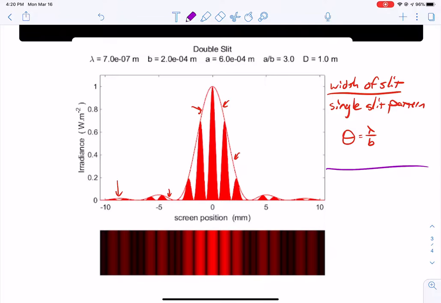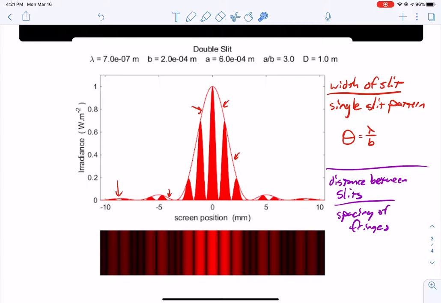The other factor we have is the distance between slits. Now this controls the spacing of fringes. And we saw the equation before of how that works. So we have the spacing of fringes with our double slit pattern. So we have a fringe here, fringe here, fringe here. If I take the slits farther apart or closer together, it's going to change that spacing.